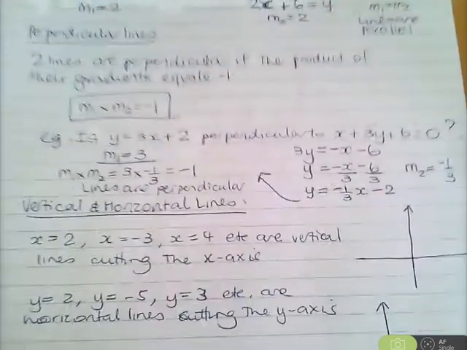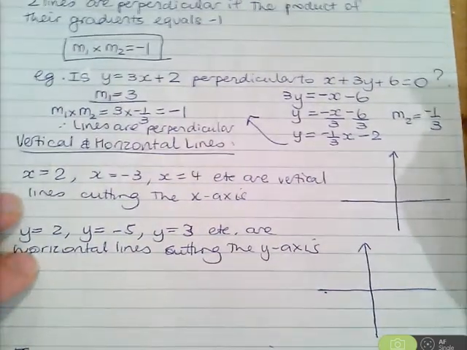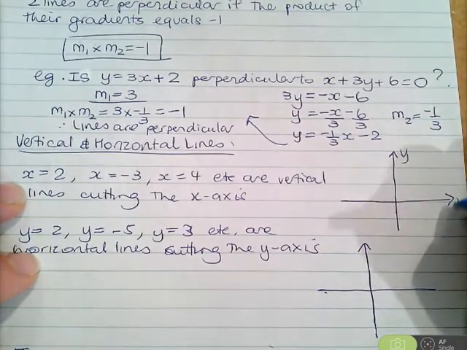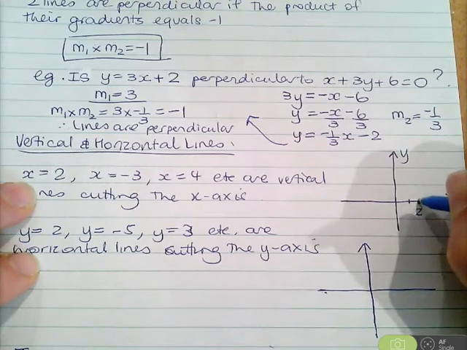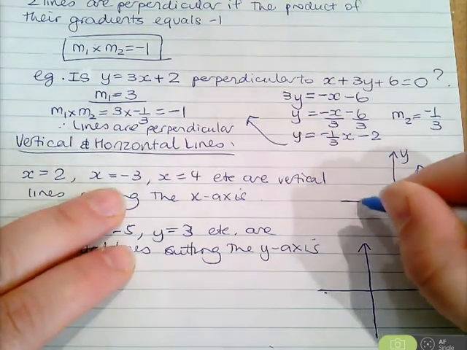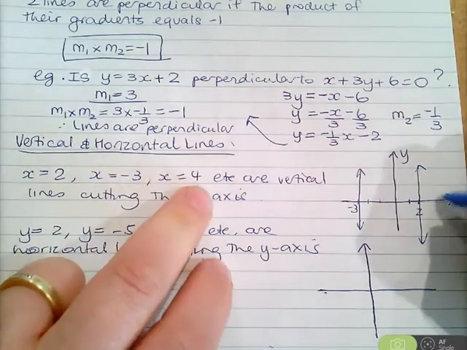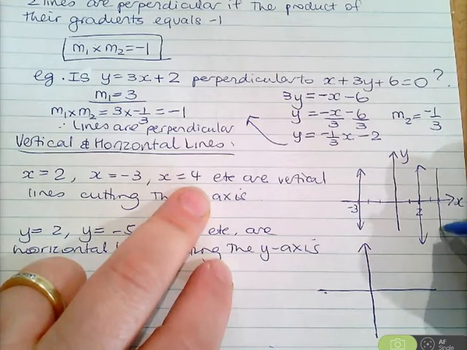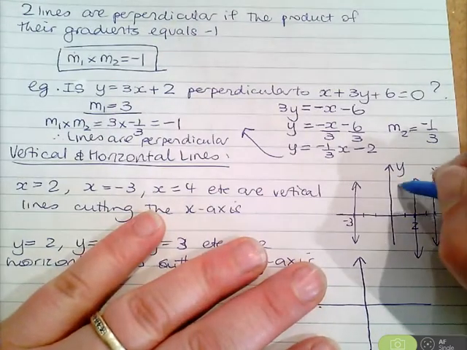Okay, now just looking at vertical and horizontal lines. This is the y-axis, this is the x-axis, and if we want to draw the line x equals 2, there's x equals 2, it's a vertical line. If I draw the line x equals negative 3, that would be over here, also another vertical line. And the line x equals 4 is over here. That's also another vertical line.